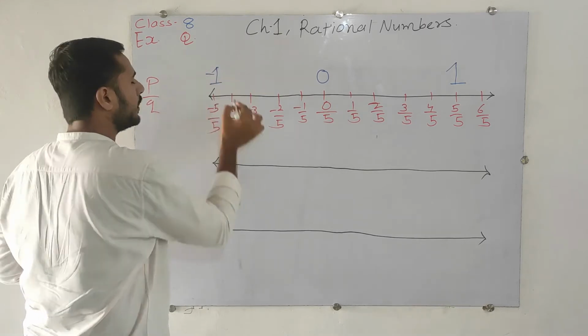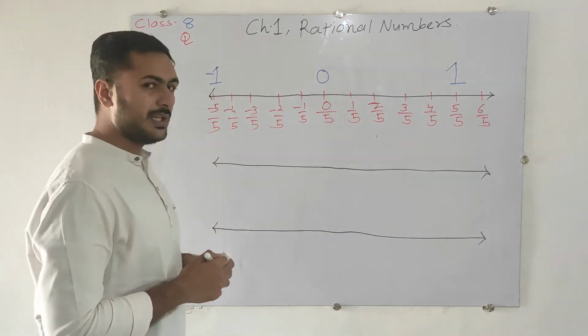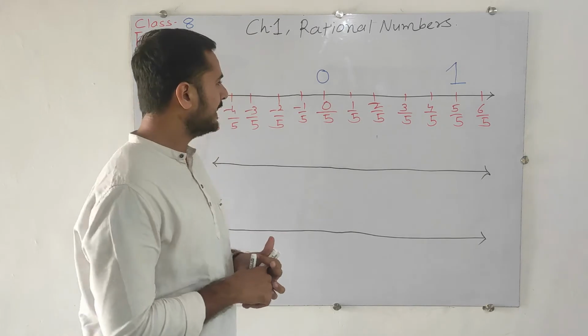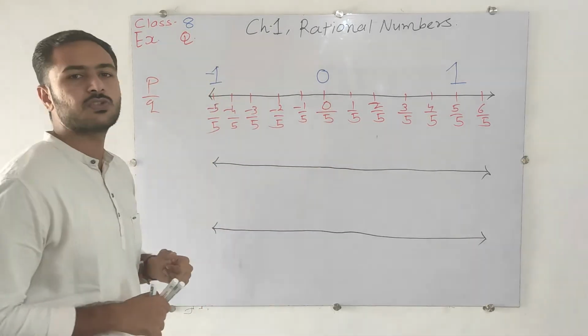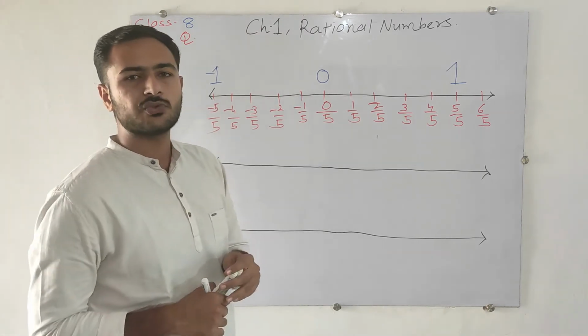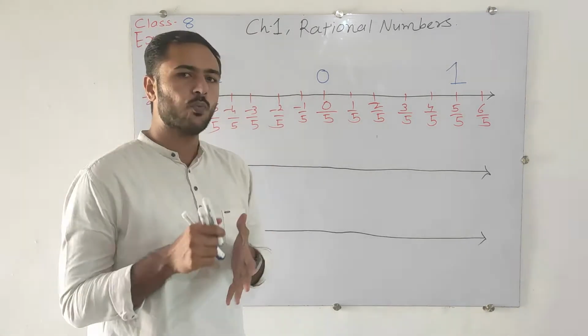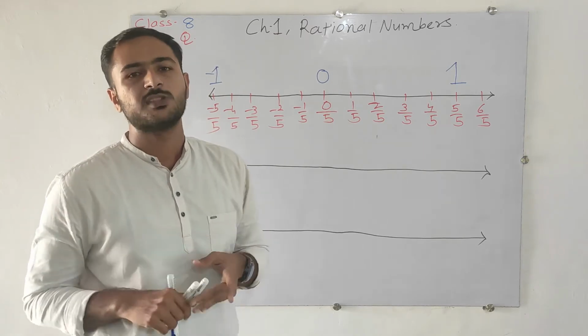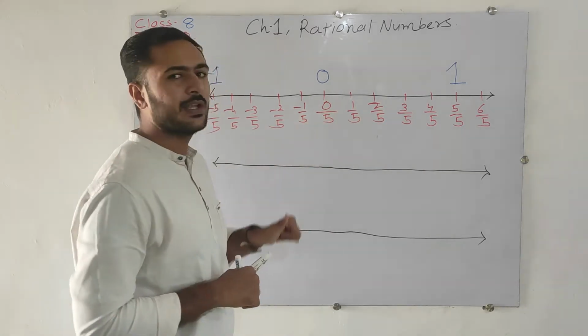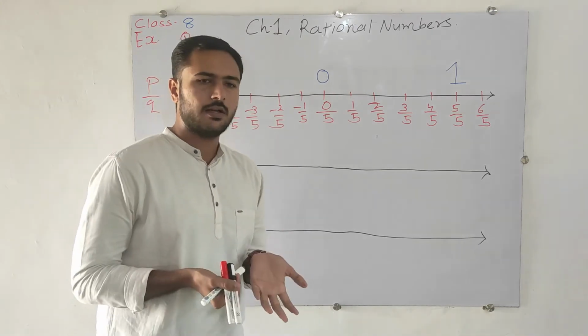So here actually what we did, we just made parts in between 0 and 1 and as well as on this side between 0 and minus 1. We just converted the number line into parts. If you convert into parts, that is actually representing the rational numbers, as we did here. Fine. But this is the general form.